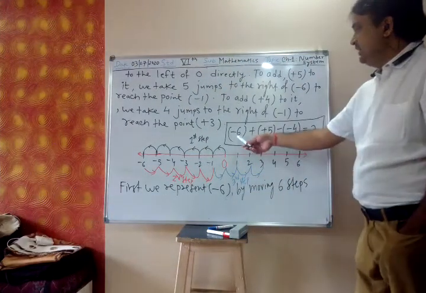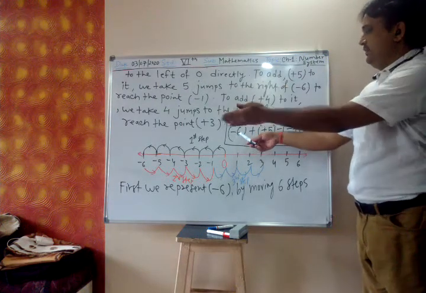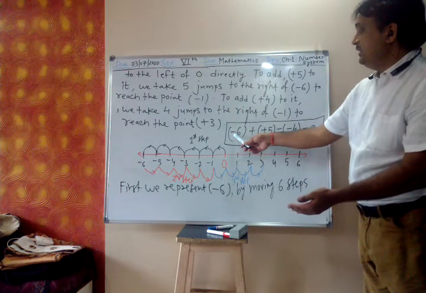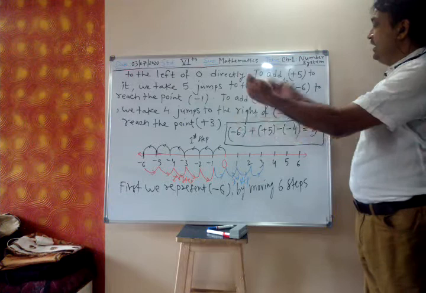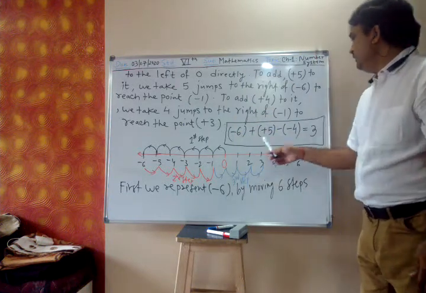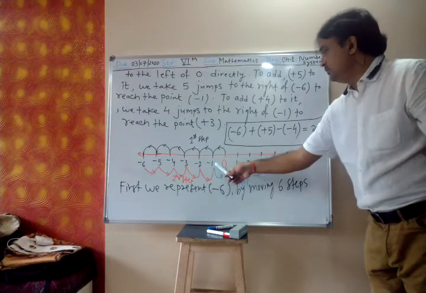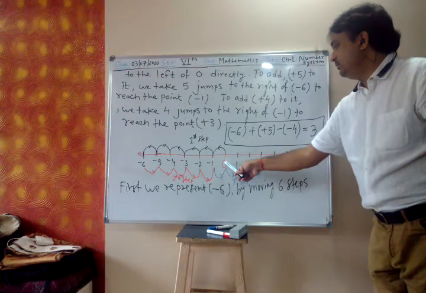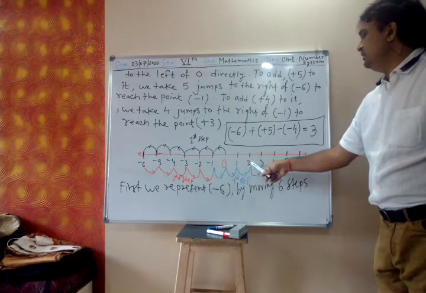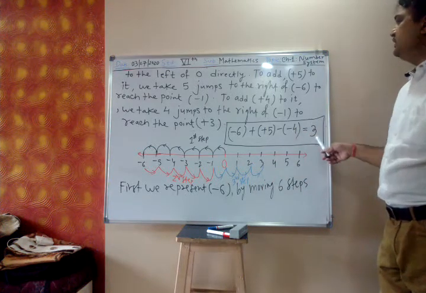Minus 6 means from 0 you have to move 6 steps to the left. Then to add plus 5, from minus 6 you make 5 jumps to the right. You will reach minus 1. Then from minus 1 to add plus 4, I will take 4 jumps to the right. Minus 1 to 0, first step, 0 to 1, second jump, 1 to 2, third jump, 2 to 3, fourth jump. So we reach the point plus 3. So our final answer is plus 3.